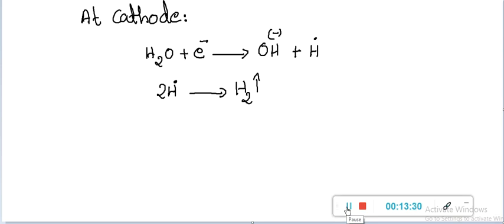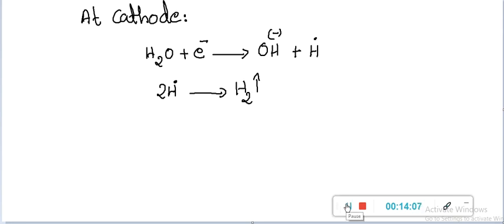At cathode, water molecule adds with the electron and is converted into OH minus and H radical. Then the H radical, in a dimerization step, is converted into hydrogen gas. So at cathode, hydrogen gas will evolve. At anode, ethane gas will evolve. That is about Kolbe's electrolysis.